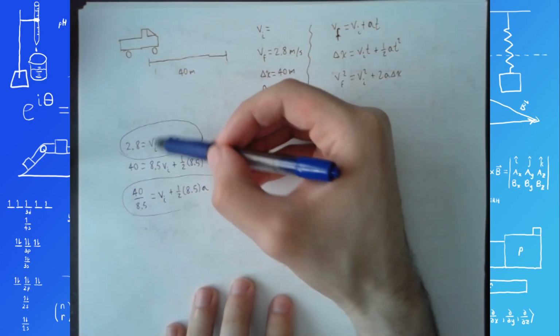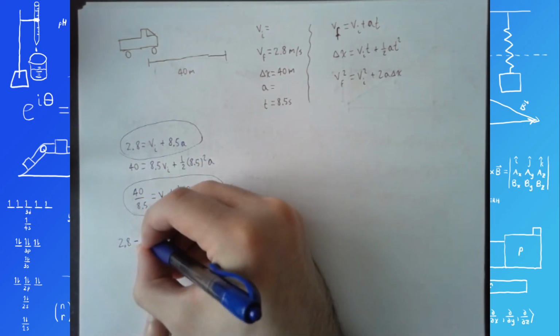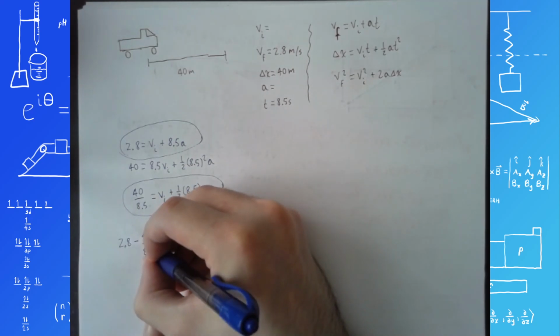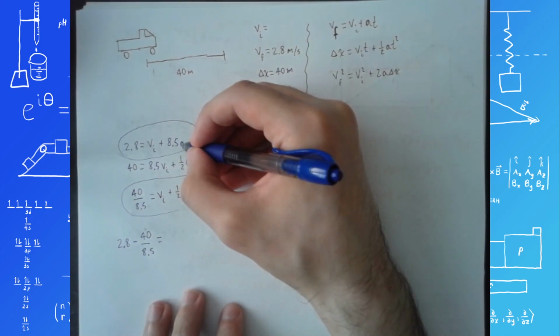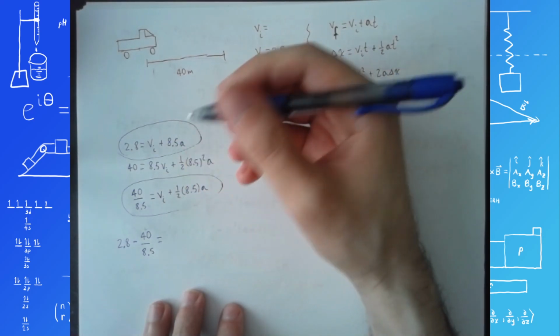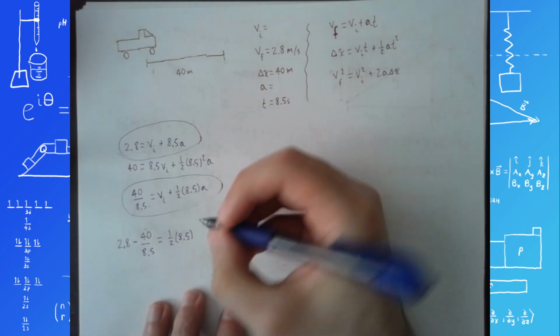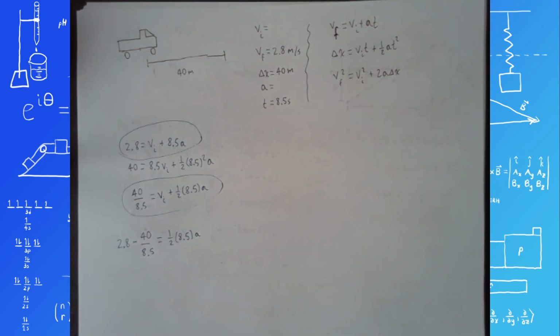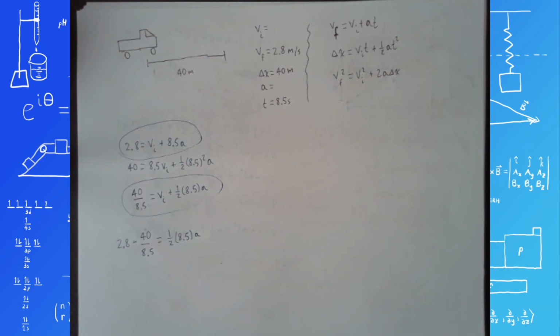And if I do that, if I do top minus bottom, I would get 2.8 minus 40 over 8.5 equals v initial minus v initial is gone, and 8.5a minus half of 8.5a, well, 8.5a minus half of itself equals the remaining half, so that's 1/2 of 8.5a. See, this is why you might not want to reach for your calculator right away. Because if I had plugged this into my calculator, I probably would have missed this nice little shortcut.